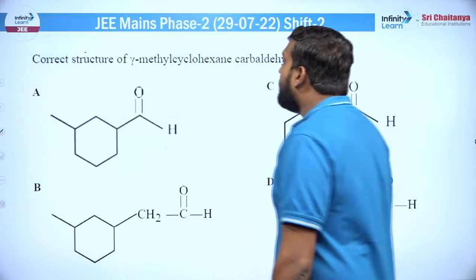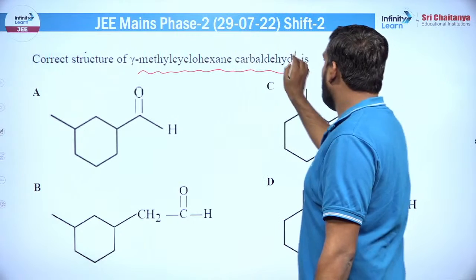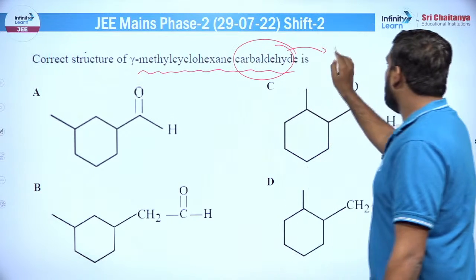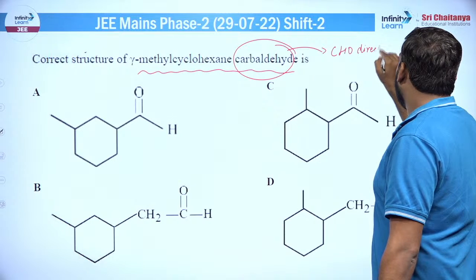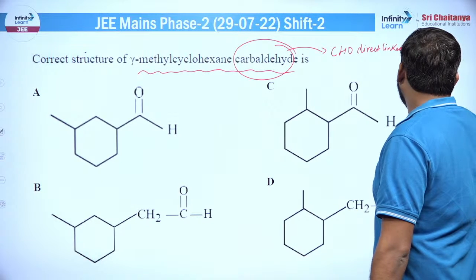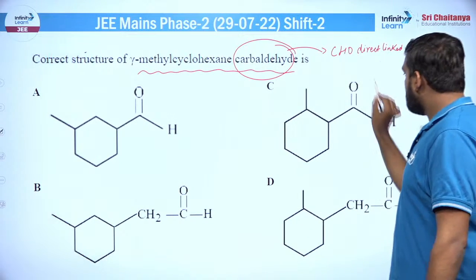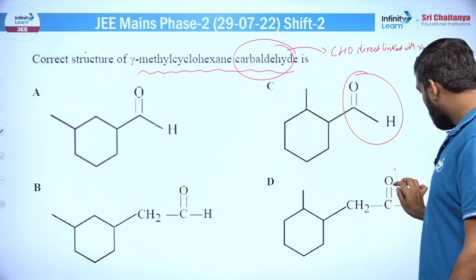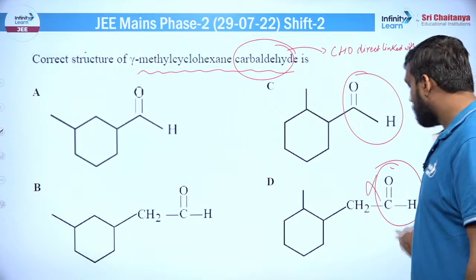Next question, correct structure of gamma methyl cyclohexane carbaldehyde, okay. So when we are talking about the carbaldehyde, it is going to represent the CHO directly linked with the ring, okay. So you can observe here this group is directly linked with the ring, this one is not linked with the ring, so this can be rejected, okay.